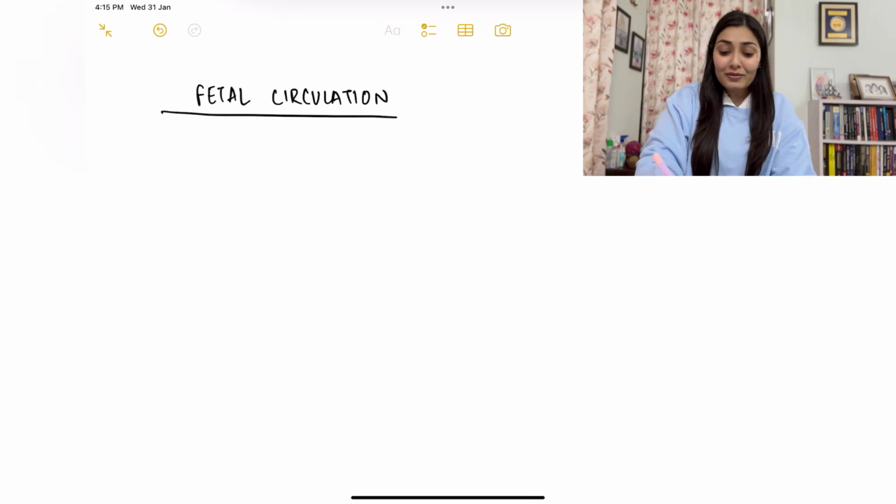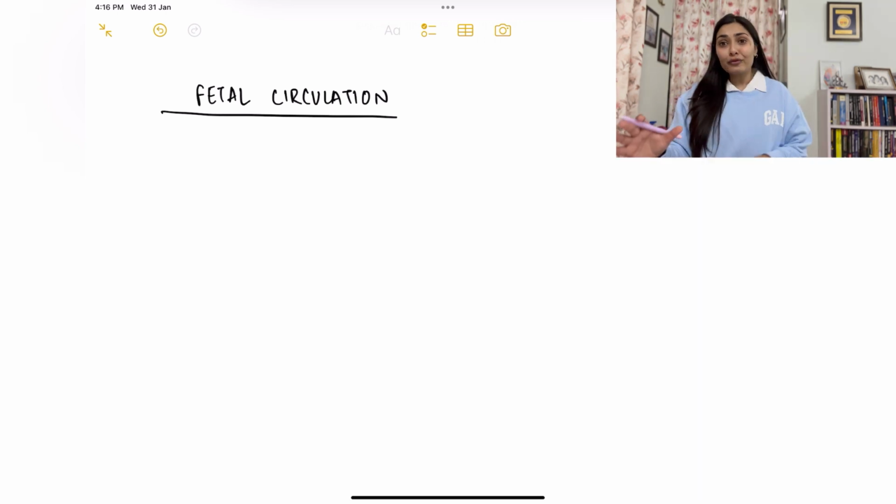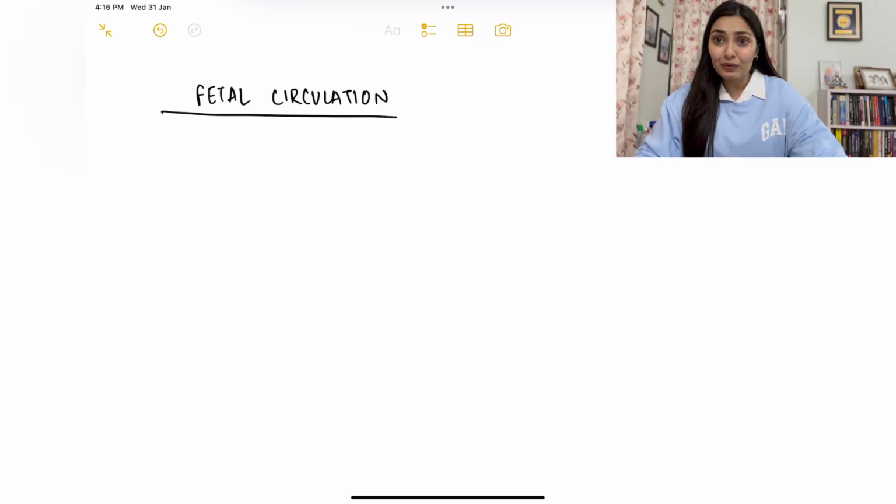Fetal circulation is a very important topic. A lot of MCQs from this topic appear in NEET PG as well as the FMG examination, and it can seem very confusing at times. Also, during the first year of our MBBS, we study the embryology and the remnants of the cardiovascular system. A lot of MCQs from the anatomy side will also be covered in this video. So without further ado, let's get started.